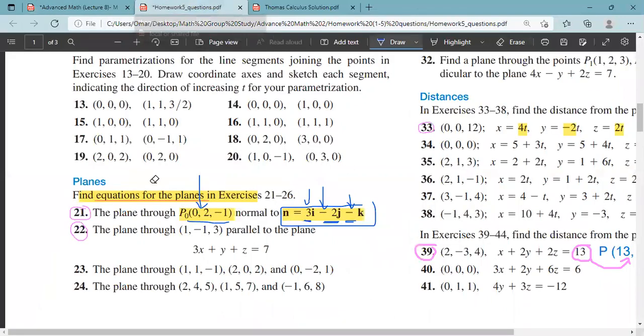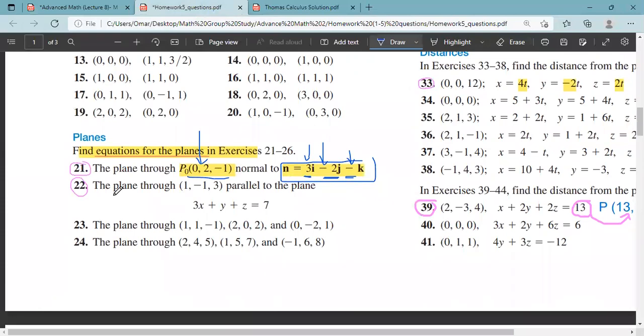Okay, so number 22. We have to find the equation for the plane, where the plane goes through this point, and it is parallel to this plane.